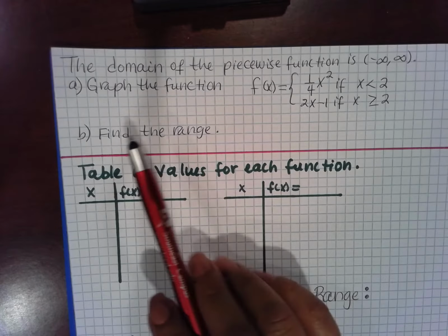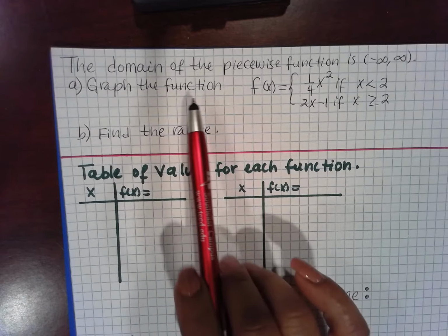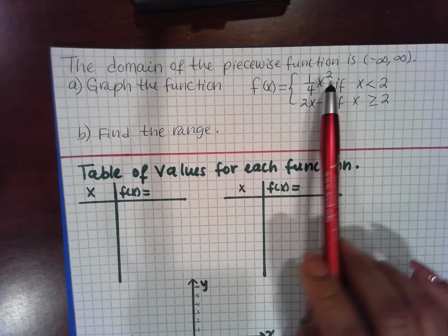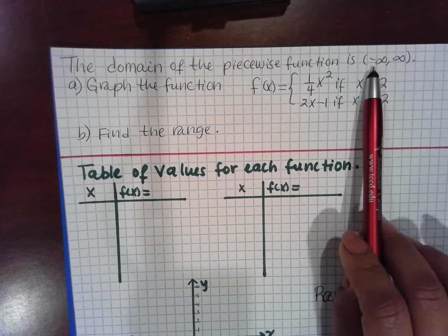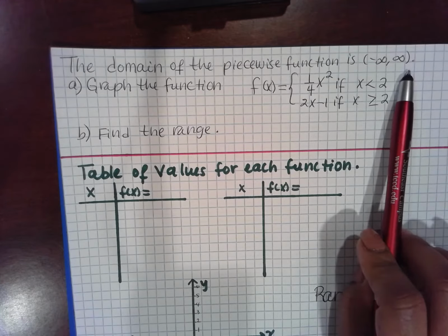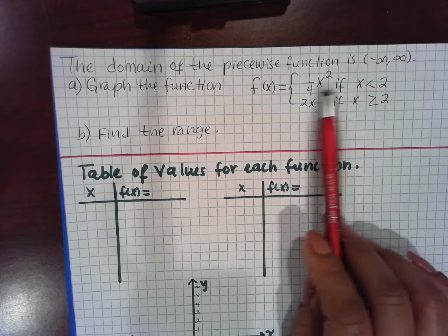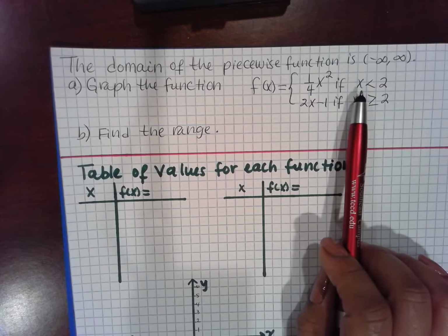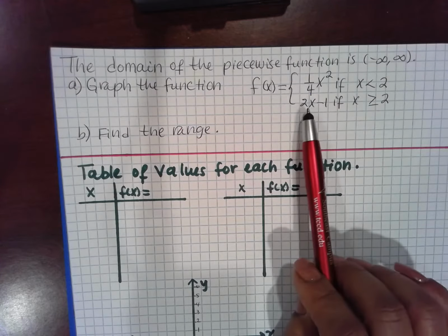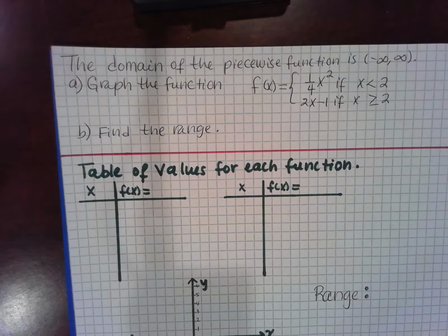Hello everyone, we are graphing piecewise functions and we are given that the domain of the piecewise function is all real numbers, expressed as the interval from negative infinity to positive infinity. We are to graph the function defined by two functions, f of x equals 1/4 x squared if x is less than 2, 2x minus 1 if x is greater than 2.